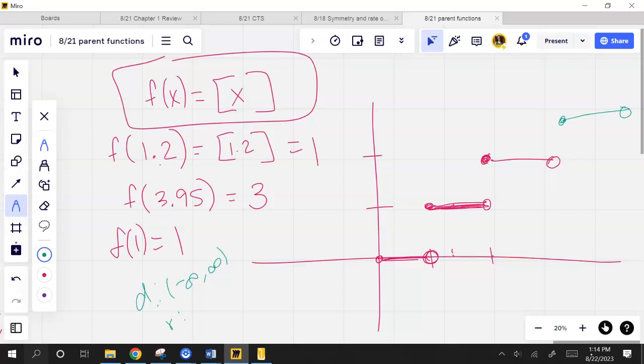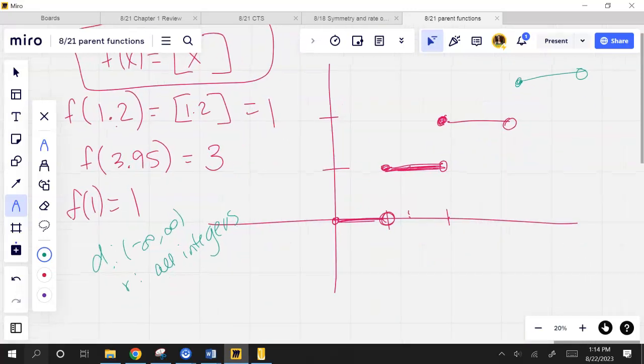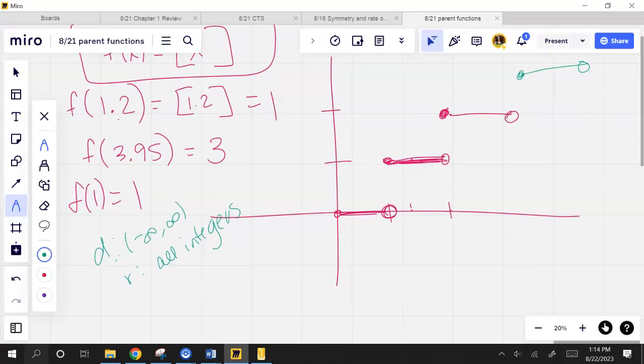The range here is only integers, right? So what I'm going to do is I'm just going to say all integers. I think that'll be easier. I'm not going to try to teach you a new notation. Yeah, you can say y is a member of integers.